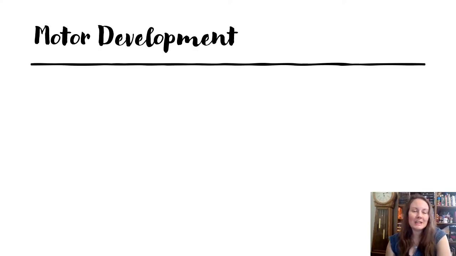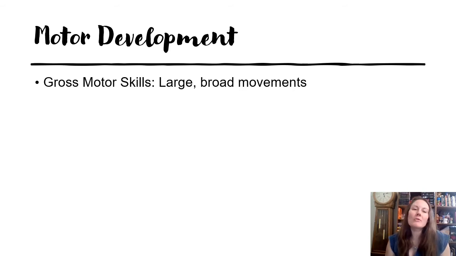And in the book, it mentioned a little bit about motor development, and we learned about two different types. What were those two types? So the first type we learned about was gross motor skills. This involved large and broad movements. What are some examples of gross motor skills? So if you said tasks like walking and running and biking, you are 100% correct. These are the different big, major, broad movements of motor skills that we have.